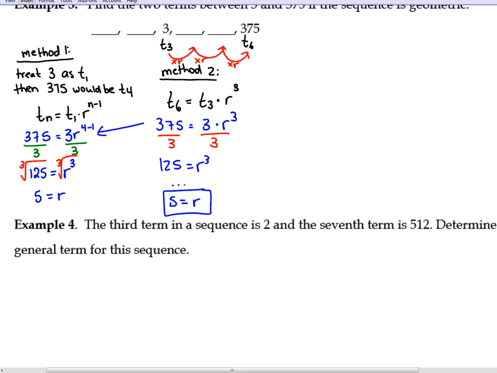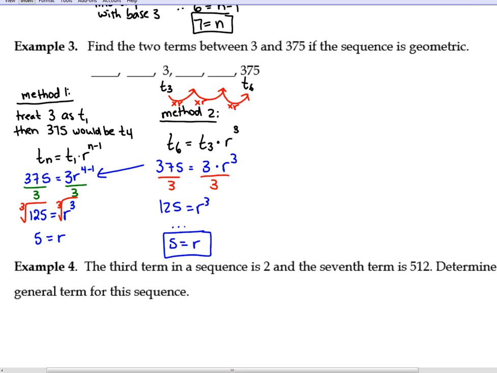So now we can actually answer the question. It says find the missing terms in between. So we're just going to multiply by 5. 3 times 5, 15. 15 times 5, 75. If we wanted to work backwards, what would we have to do to get those other terms? Divide by 5. What's 3 divided by 5? You could either write it as a decimal or you could write it as 3 over 5. Divide that by 5 again would be 3 over 25.